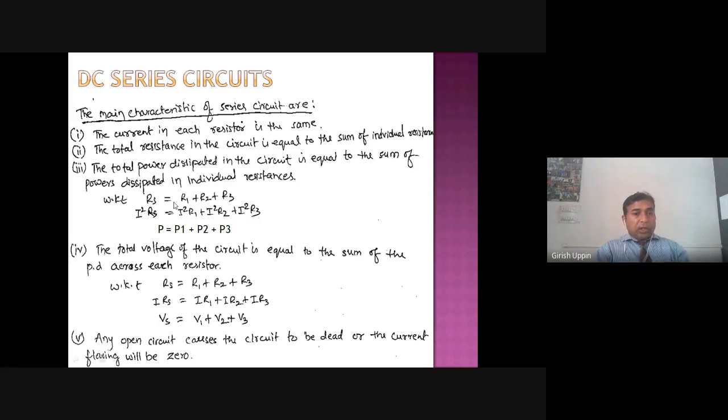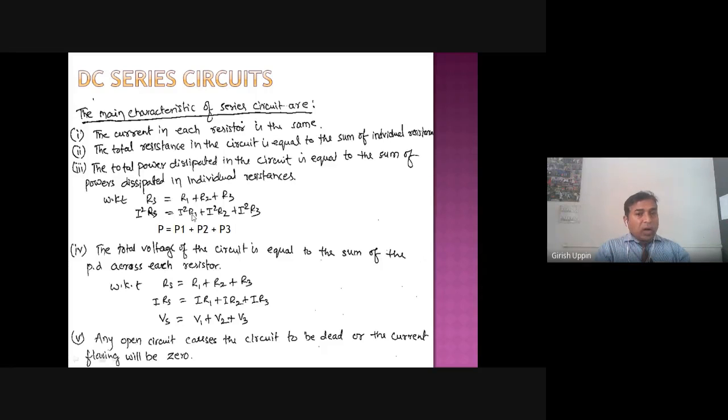That is the statement. If I multiply I square on both sides, left hand side and right hand side, what I get is I square into Rs is equal to I square into R1 plus I square into R2 plus I square into R3. And we already know the equation of power. It can be represented in three different forms: P is equal to VI, P is equal to I square R, or P is equal to V square by R. Now, this I square into Rs represents the total power consumed in the circuit. That is represented by P.